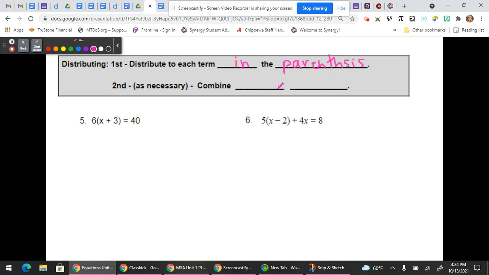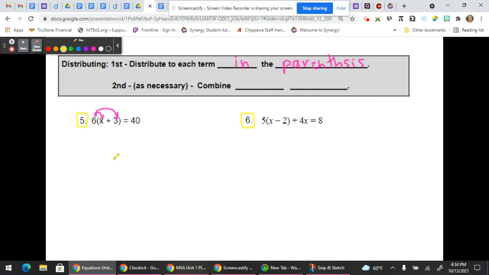Okay, in the parentheses. So in the parentheses, we want to distribute to each term. Okay, so we want to share. So if you remember, I'm going to share the 6 with the x and the 6 with the 3. Okay, now not to be confused, this 5 right here, that's just problem 5. So that's not part of our question. Same thing with this number 6, that's not part of it.